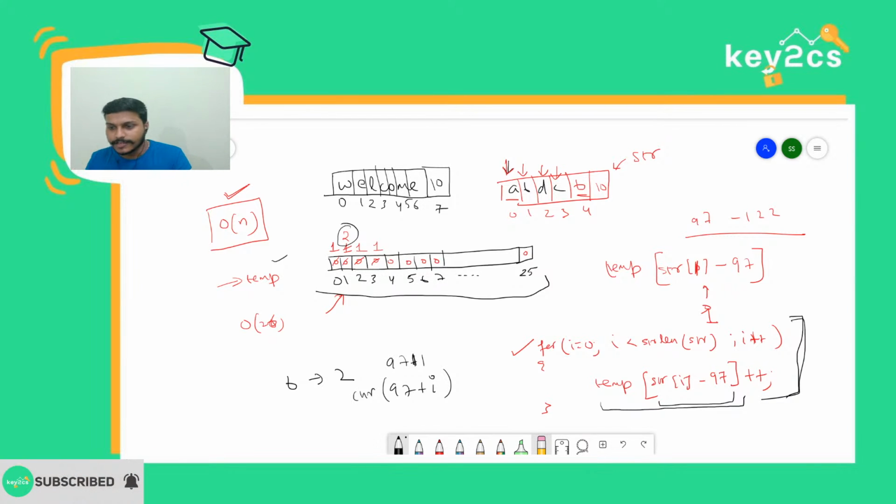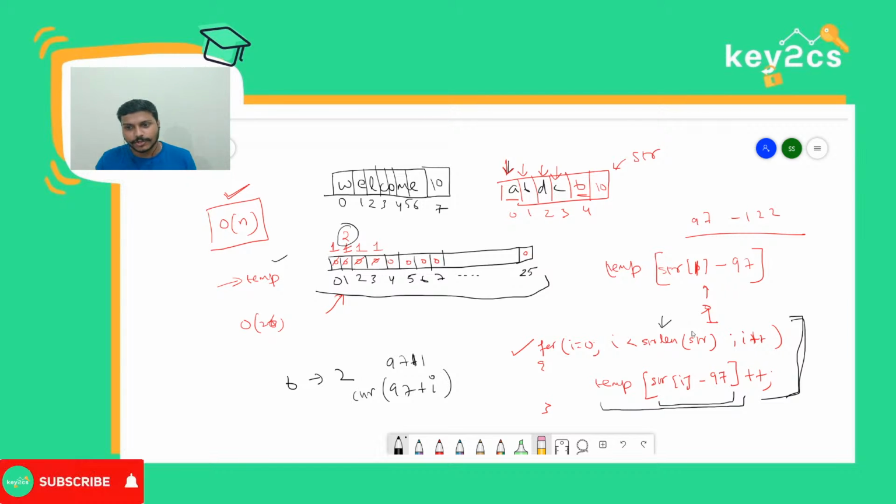So this solves our second problem. First, we have already seen how to find out the frequency of each character. This array's values would give you that. Second, now we know how to check whether it is a pangram or not. And you see here we are just running a loop which would run n times, depending on the length of the given string. So it would solve in big O of n.